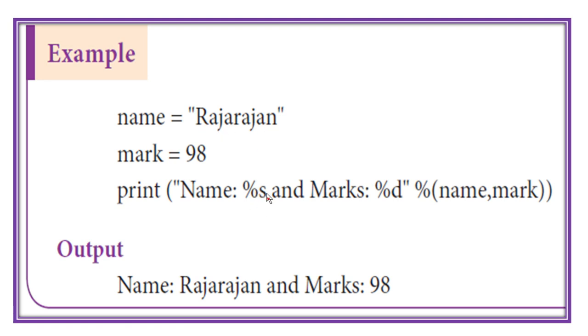Here Rajarajan is the string value that is printed in the replacement of the percentage s, and percentage d means it is decimal. Here the formatting character is specified as d, that means it is a decimal value. So the decimal value is 98 here, so 98 is printed instead of percentage d. This is called the formatting string. The formatting string has ordinary characters, formatting characters and formatting operators.